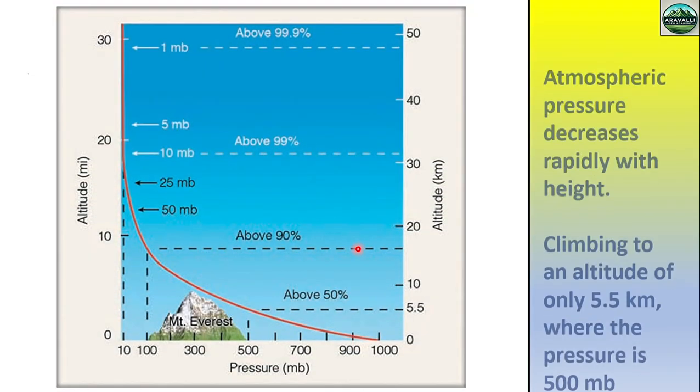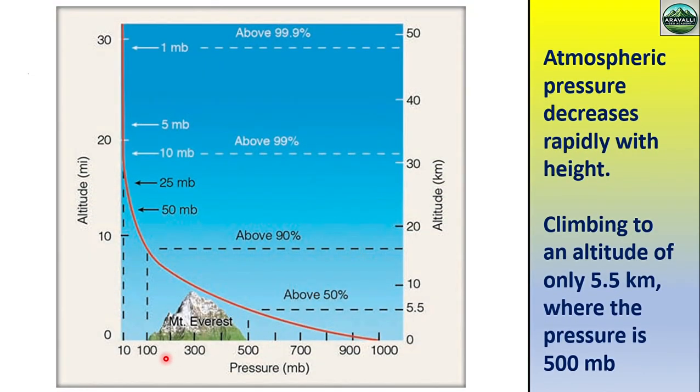See, this graph is very important. This is the air pressure, and this is the altitude. At the surface the pressure is 1000 millibar, and when we move to higher elevation, pressure first decreases rapidly, then slowly. At the height of 5.5 kilometer, the air pressure is 50%, only 500 millibar. At the height of 17 kilometer, the air pressure is only 100 MB.